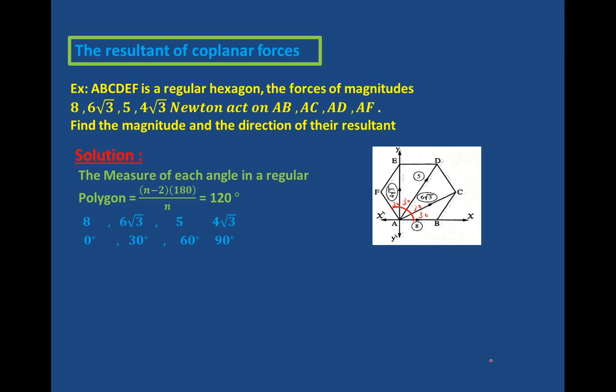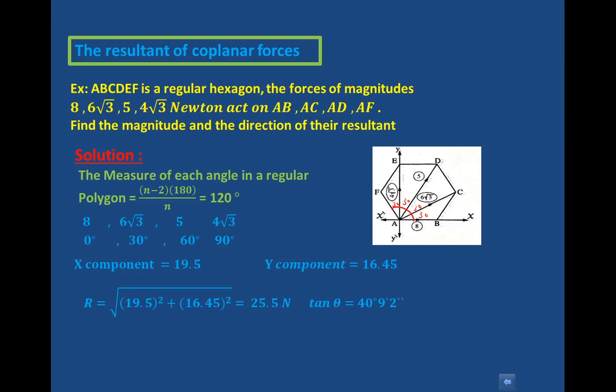The next step, I will find the x component and y component. X component equals 8 cosine 0 plus 6 root 3 cosine 30 plus 5 cosine 60 plus 4 root 3 cosine 90. Here x component equals 19.5. Also y component equals 8 sine 0 plus 6 root 3 sine 30 plus 5 sine 60 plus 4 root 3 sine 90. Here y component equals 16.45.